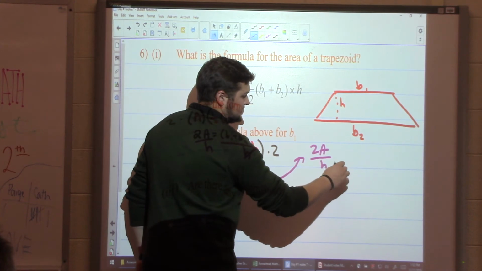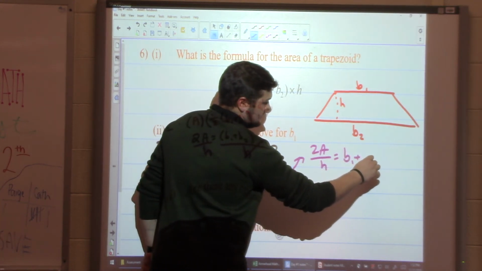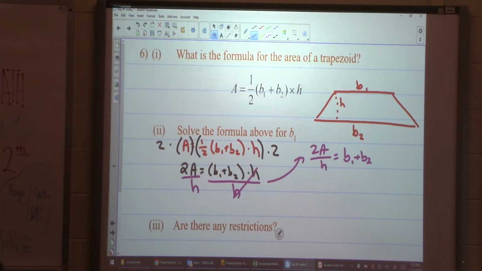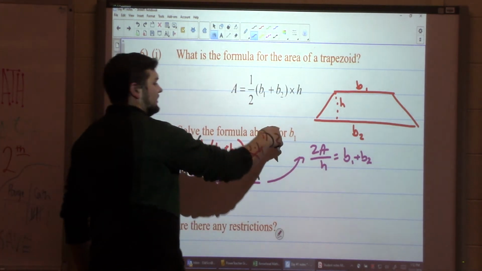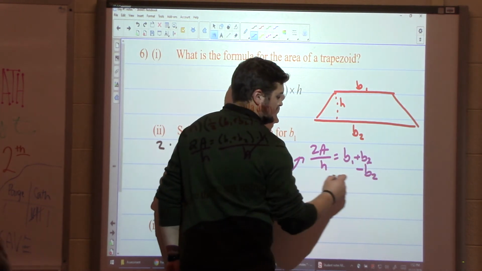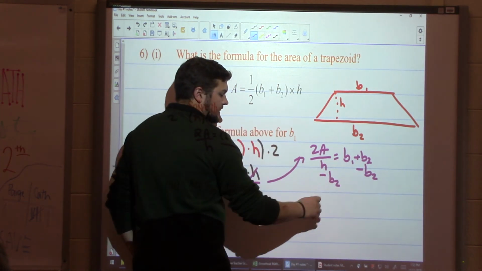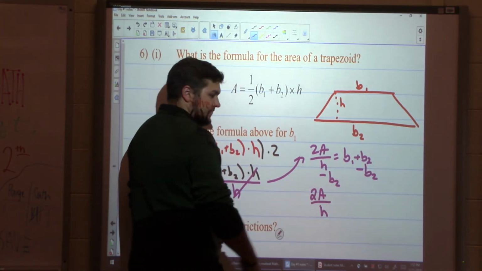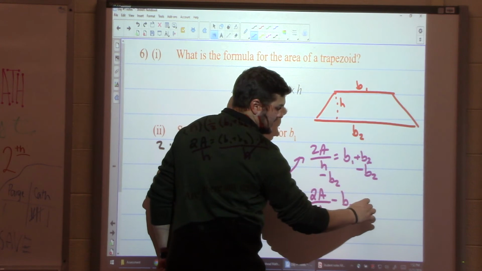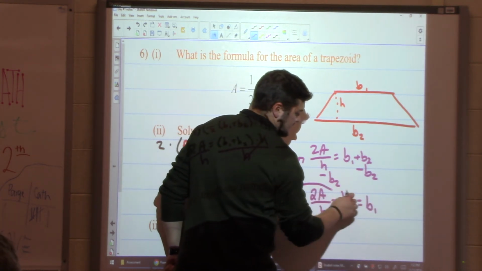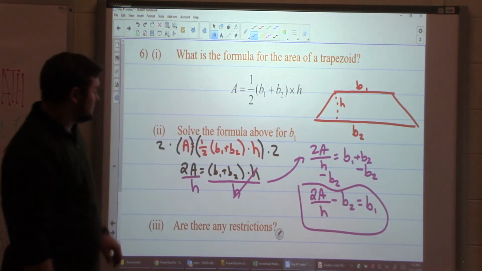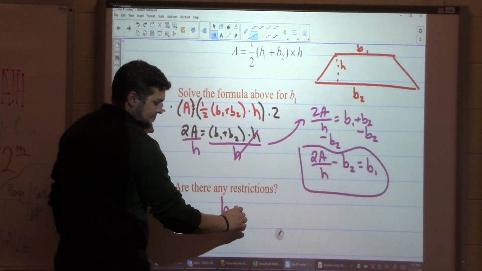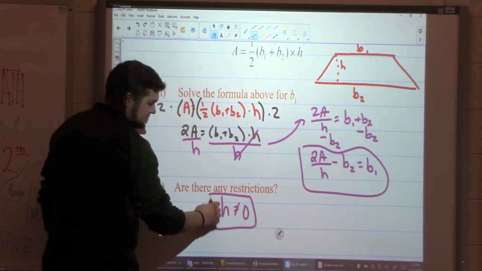2a over h equals base 1 plus base 2. And subtract base 2 because we're looking for base 1. Now be very careful here. Base 2 does not go above the height. It's just minus base 2 over here, equals base 1. Do I have any restrictions there? H cannot equal 0. Good.